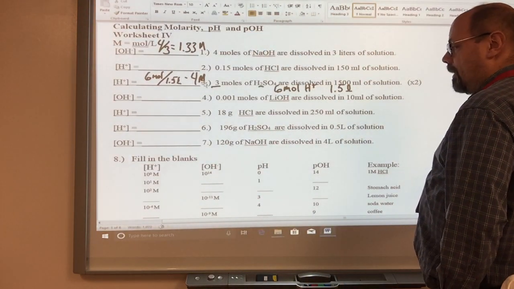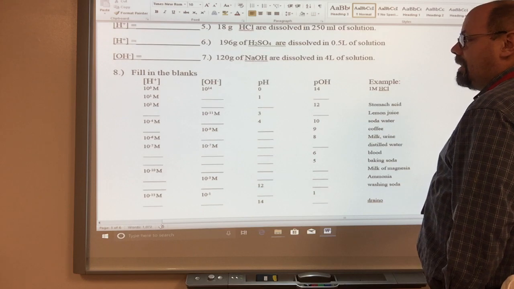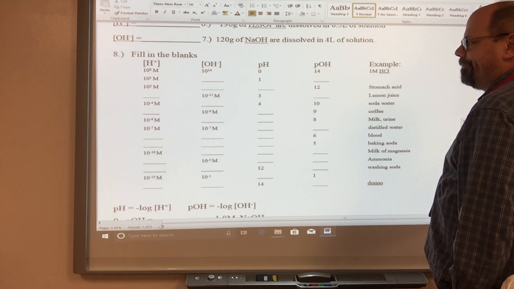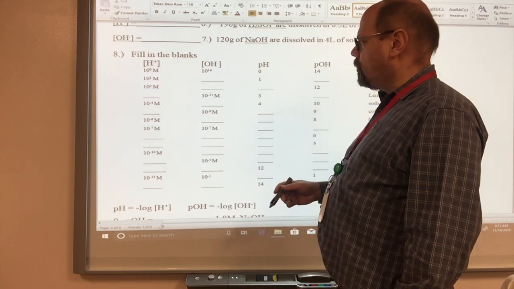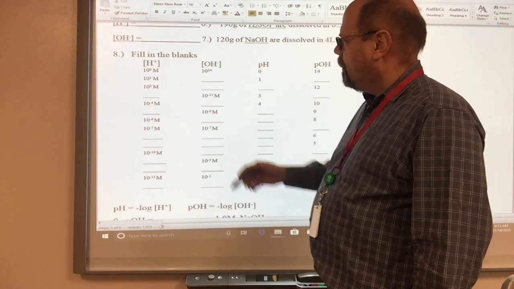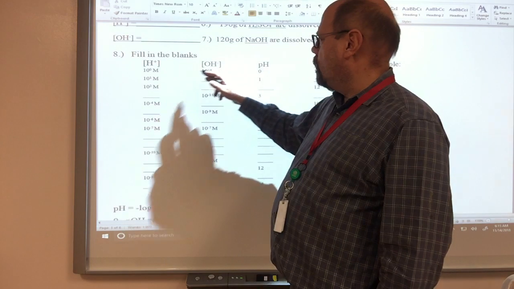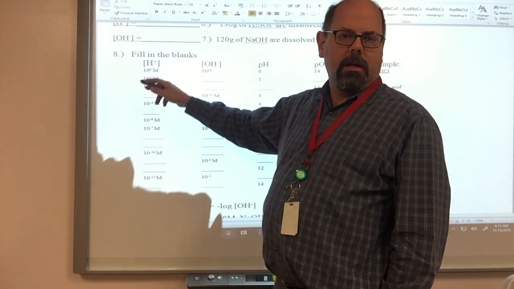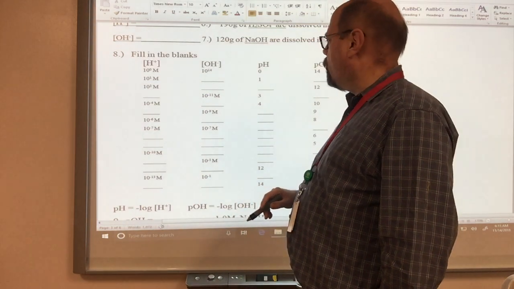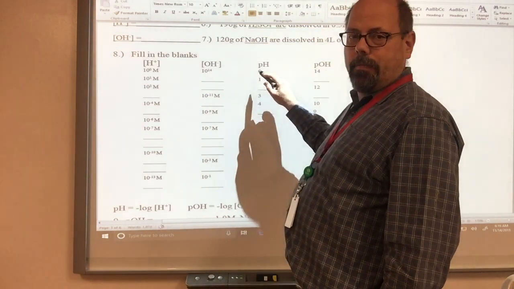As we come down to the bottom, I'm going to start to help you see this chart. It's a lot of work, but you should see that there's a pattern here. Okay? If I have 10 to the 0 moles, notice this has 14. When you multiply those together, you get 10 to the 14th. Same thing if you look at the exponents.